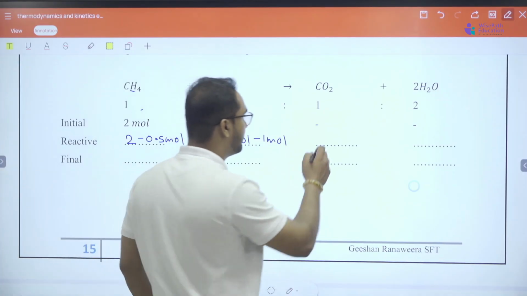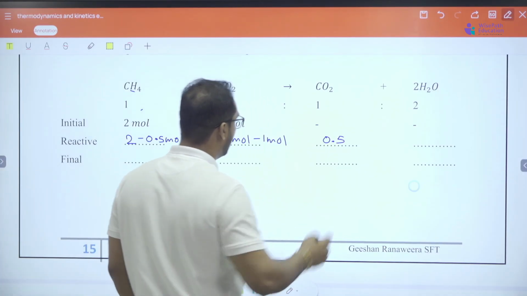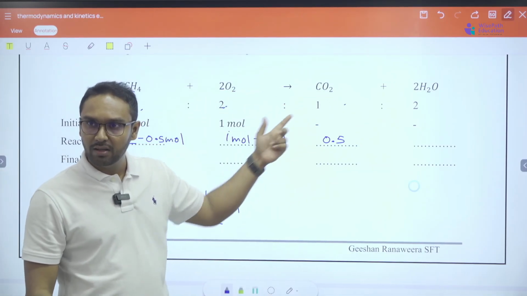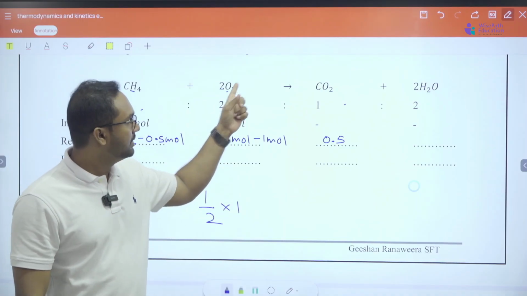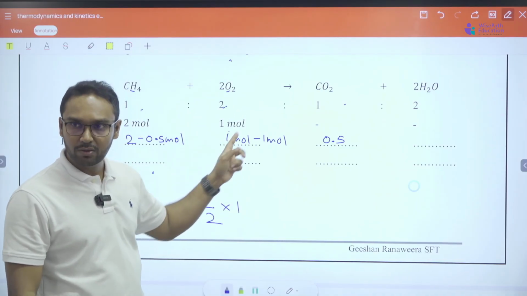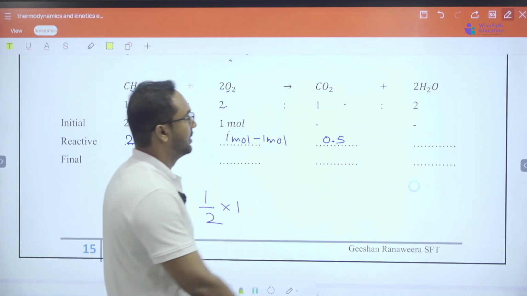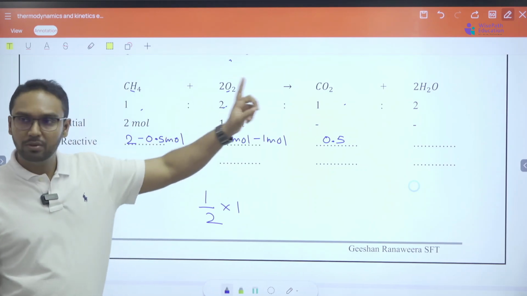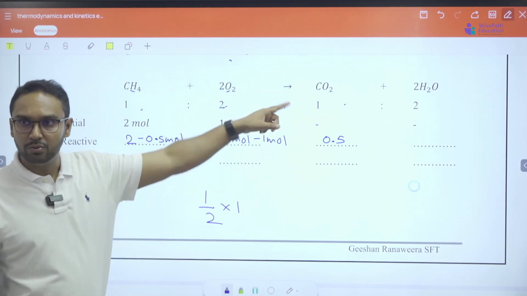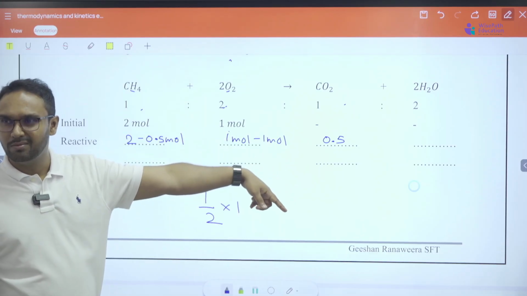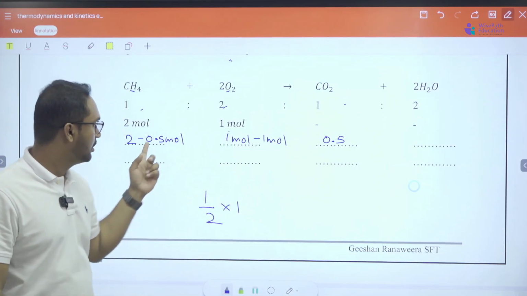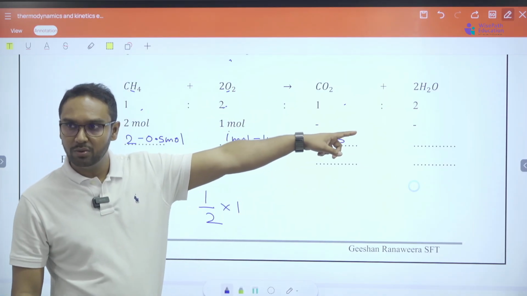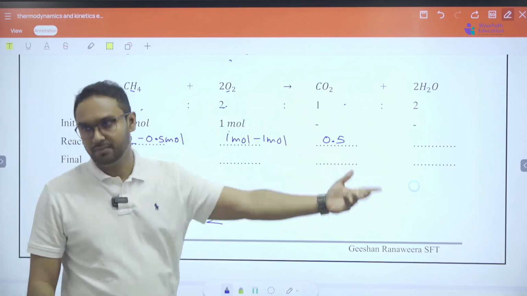So 0.5 is produced. If you consider this one, 2 to 1, 1 reacting, 2 to 1, 1 to 0.5. For H2O, 1 to 2, 0.5 to how much? 1 to 2 reacting, 0.5 to 1, right? And 2 to 2, that is 1 to 1. 1 reacting and 1 produced, right?